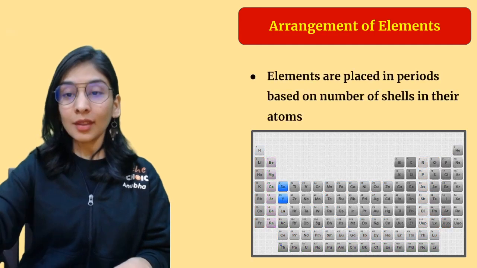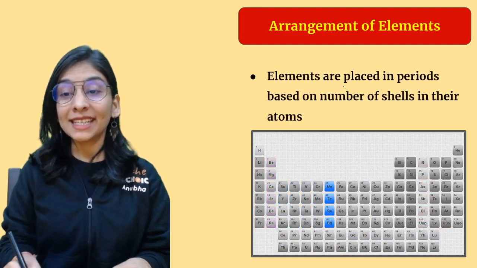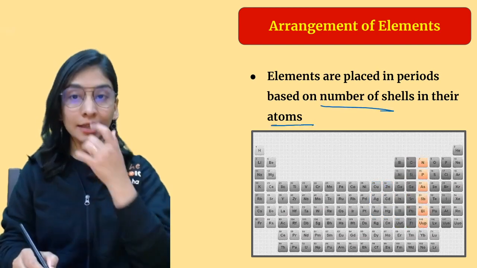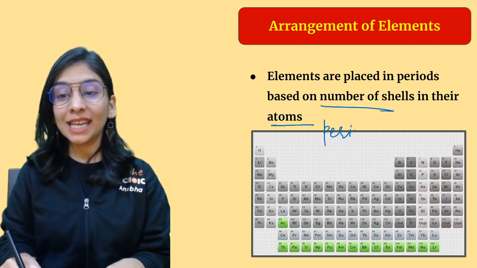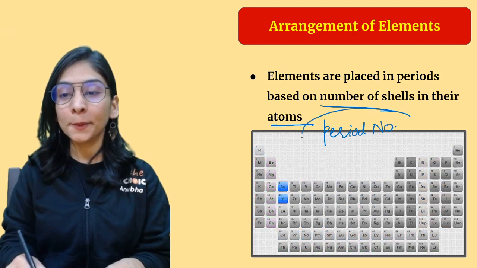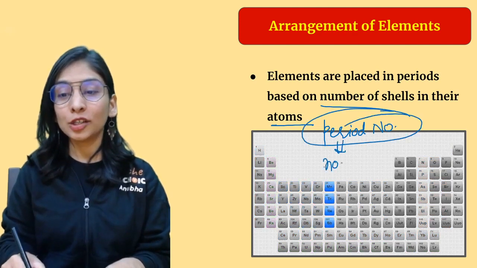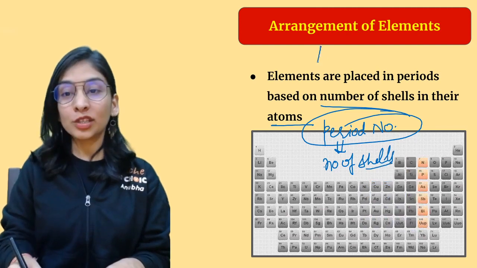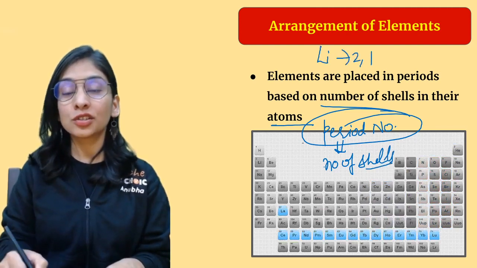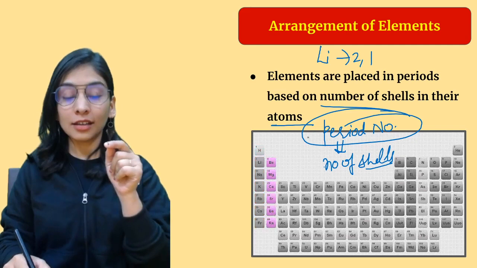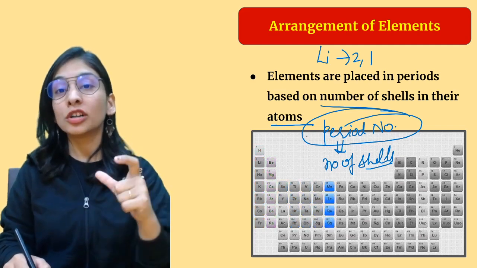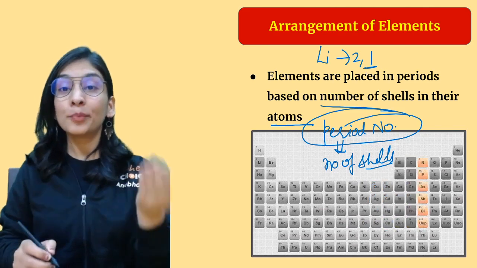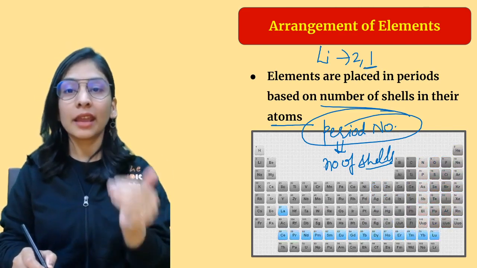And look at this. When I say that elements are placed in periods, that is totally based on the number of shells in their atoms. That means how we can decide the period number, everyone. Period number we are able to decide due to the number of shells the element is going to have. Suppose I'm talking about lithium, configuration is 2-1. That means their electrons are there in total 2 shells. So last electron is going to the second shell, means their position in the modern periodic table is second period.